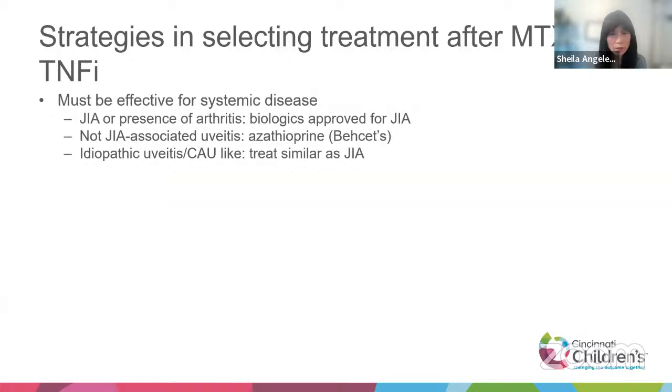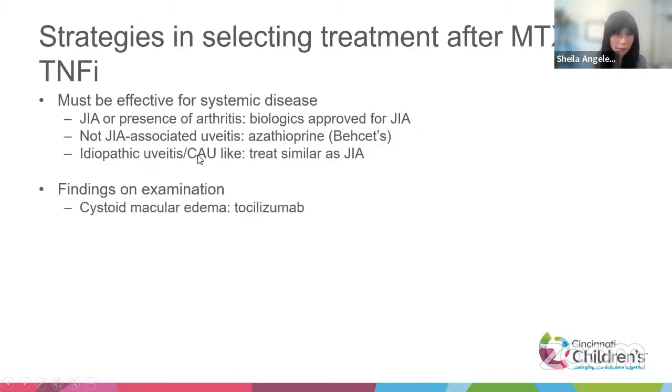So some strategies that I use to help decide what to initiate for treatment after methotrexate and TNF have failed: I think about what is effective for the systemic disease. So if a child has JIA, I use biologics that are approved for JIA. For those that don't have JIA-associated uveitis, for example Behçet's, I might try azathioprine. If a child has idiopathic CAU, I treat very similarly to JIA.